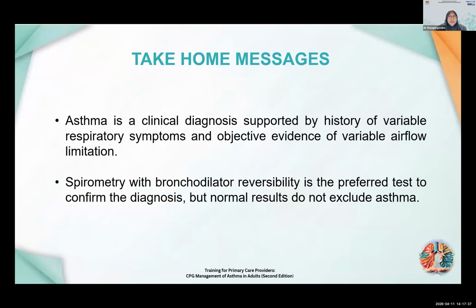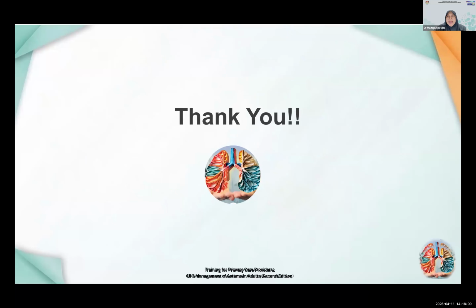Okay. So take home message: asthma is a clinical diagnosis supported by a history of variable symptoms and objective evidence of variable airflow limitation. So spirometry with bronchodilator reversibility is the preferred test to confirm the diagnosis. But normal results do not exclude asthma. So if you're unsure, you can always refer. Okay, with that, I thank you.